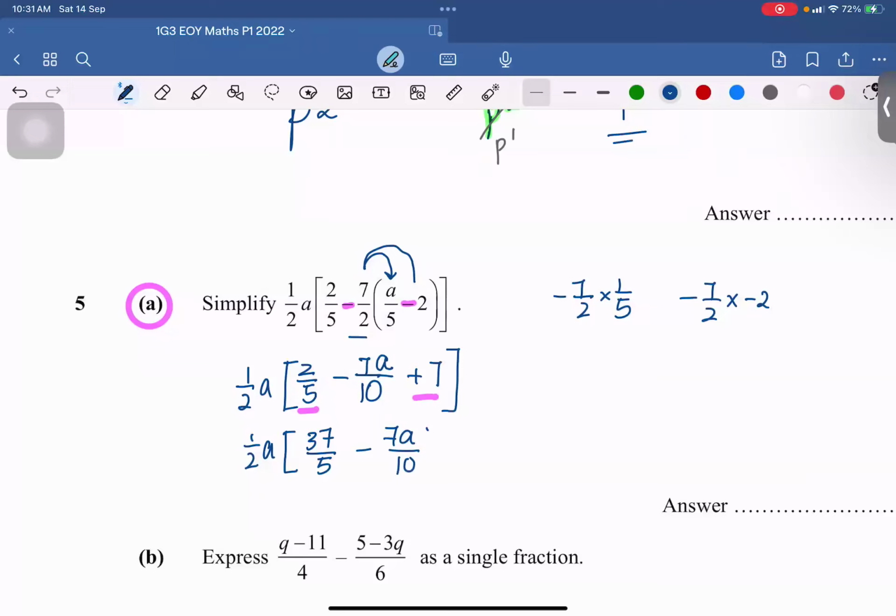All right. Then last but not least, I should multiply half a inside. Half times 37/5 gives me 37/10 a. Then half a times negative 7/10 gives me negative 7/20, sorry. Then a times a gives me a square. And as usual, power is in the numerator.